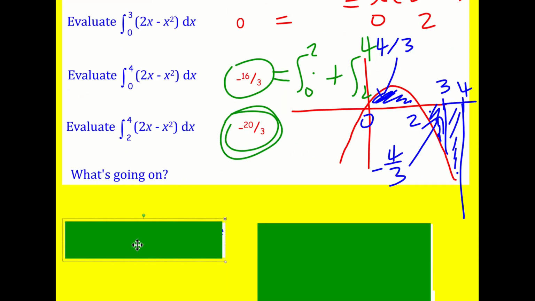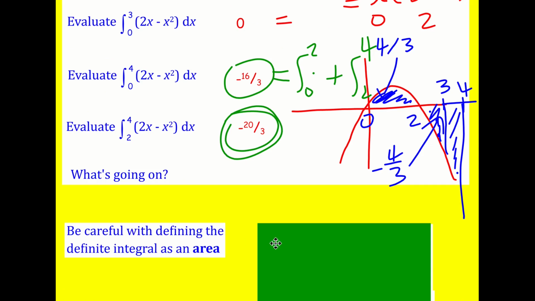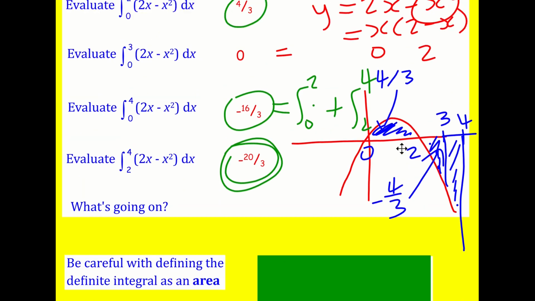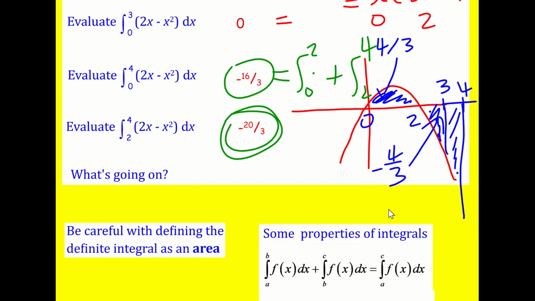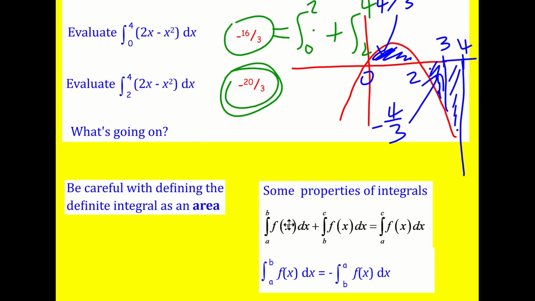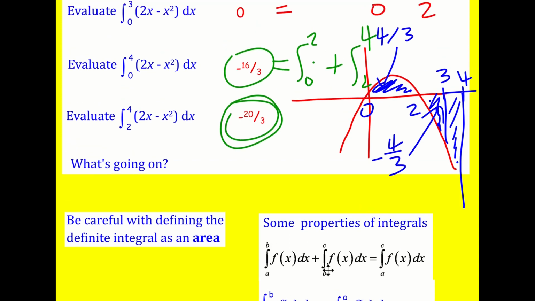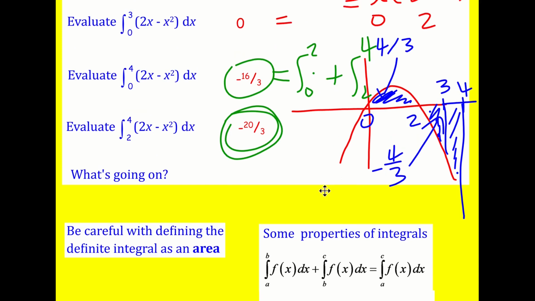Just to summarize, be careful when defining a definite integral as an area. It's not quite that. There are areas going on, but we need to incorporate this negative aspect. If we go underneath the curve, we get a negative answer. Secondly, some properties of integrals. If you want to go between a and c, with b in between, then you can go from a to b and then b to c. That's essentially the general formula for what I just did here.